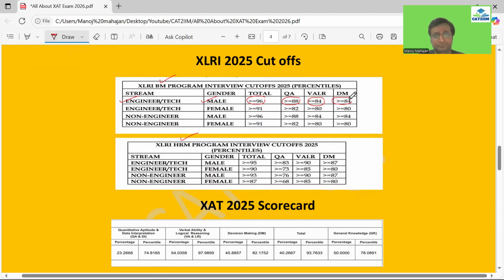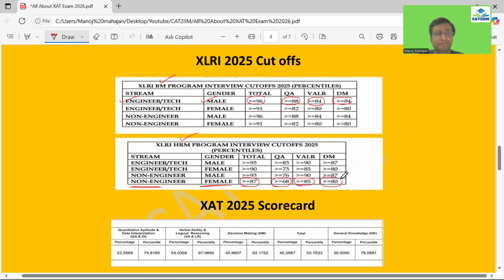If you look over here, especially the non-engineer and female, if they are interested in the HRM course, the cutoff was just 87 or above overall. In the QA, it was just 68 or above. In the VLR, it was 85 or above. And in the DM, it was 80 or above. So it's a little easier for a female non-engineer to get the HRM call. If you are focusing on the HRM, especially the female candidates, they should definitely look forward, and also the non-engineers.